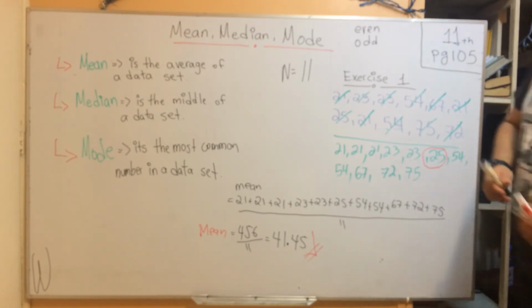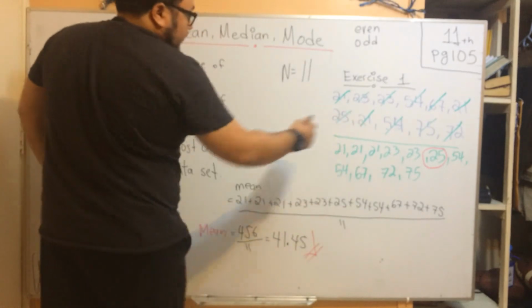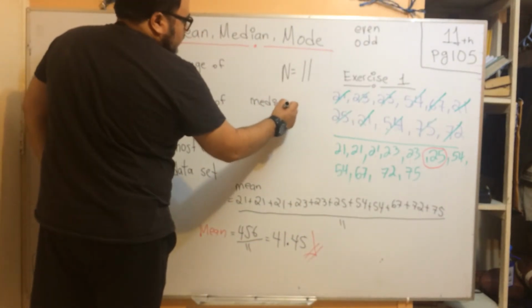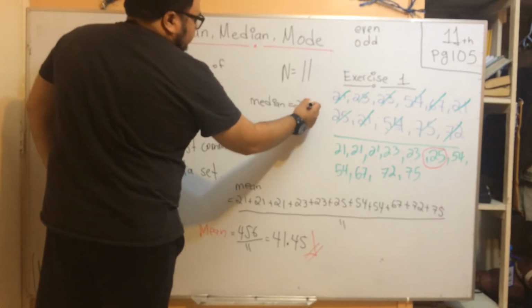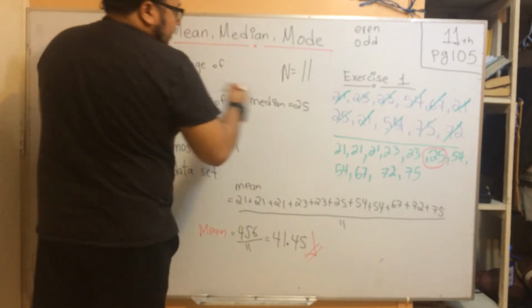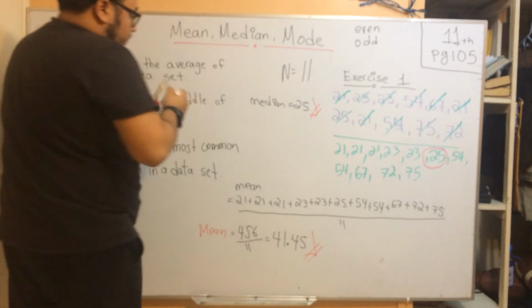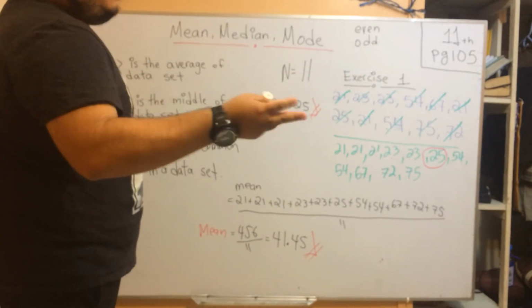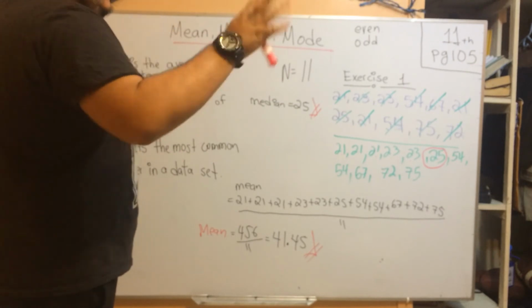So the median is 25. This was the second answer that we're looking for, because we have an odd number. Odd numbers are 1, 3, 5, 7, 9, 11, 13, etc.